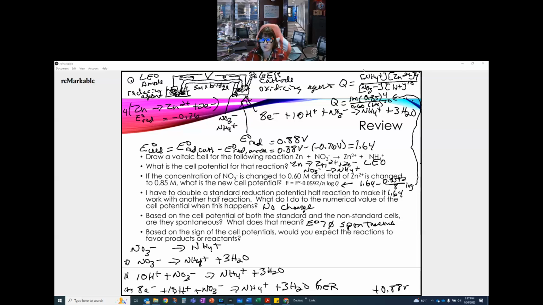Based on the sign of the cell potentials, would you expect the reactions to favor products or reactants? Well, I know that they're spontaneous as written, so I would expect that we'd be looking to form more product. Okay, so this would favor product.